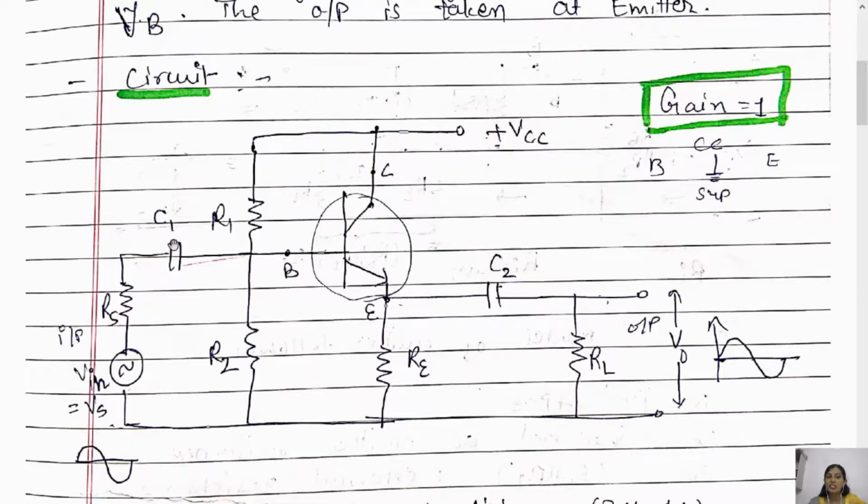Two coupling capacitors are used. Input is applied to the base and output is collected from the emitter. So obviously it is common collector. The remaining terminal is the collector. You can also understand from this type of imagination.